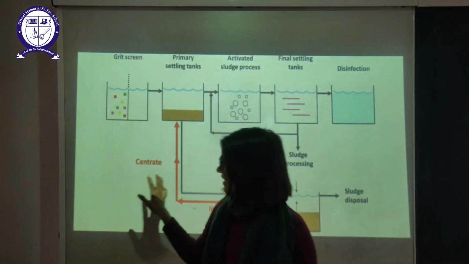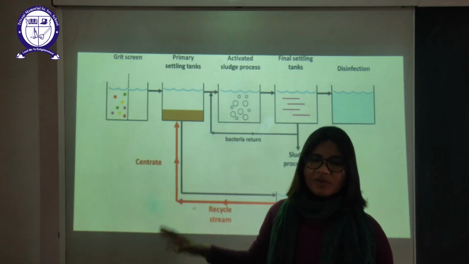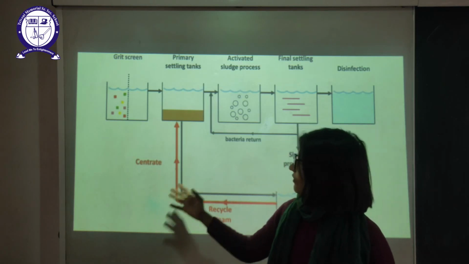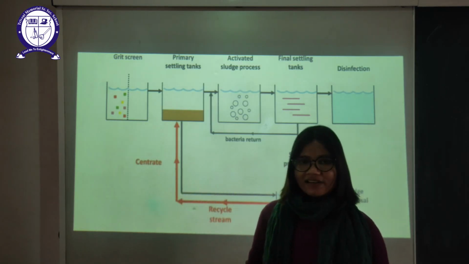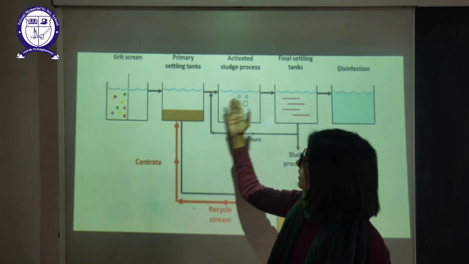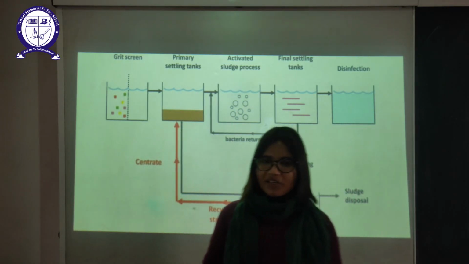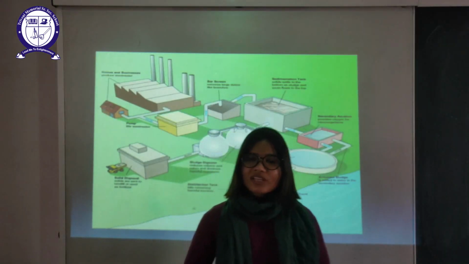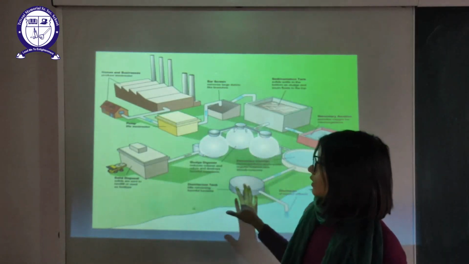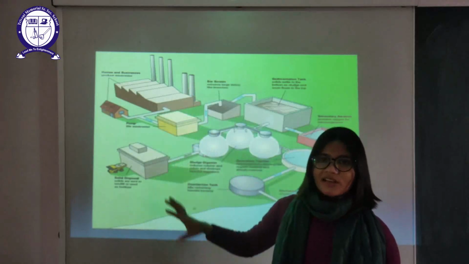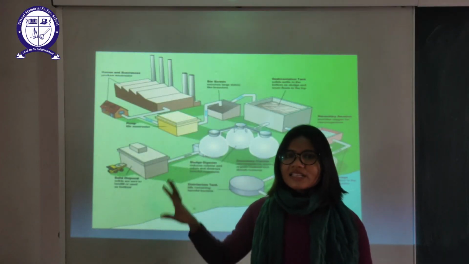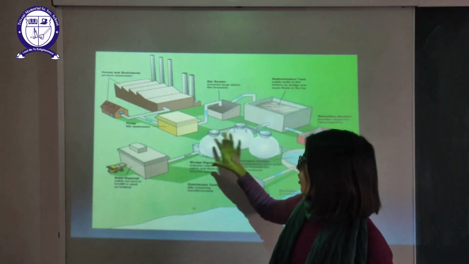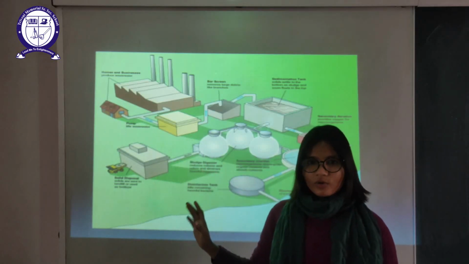Now this is the second diagram representing the same process. We can say it is a more flowchart-like diagram in which the same things are repeated. Now if we see the 3D view of the same plant, this is the 3D view. In a very large area, the same plants and same processes are going on.